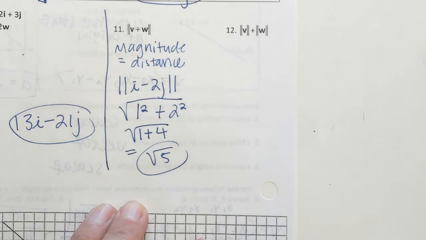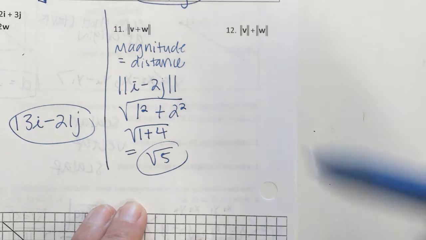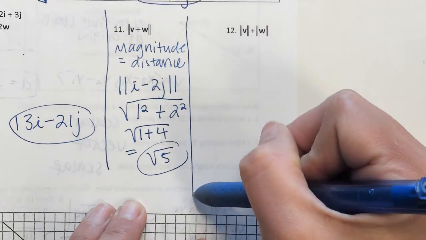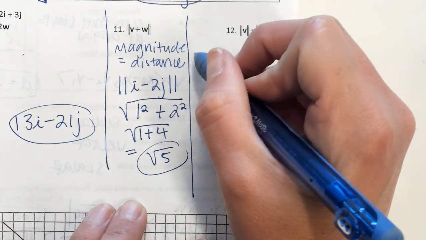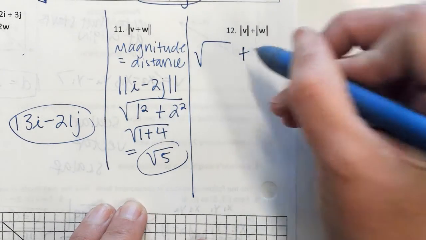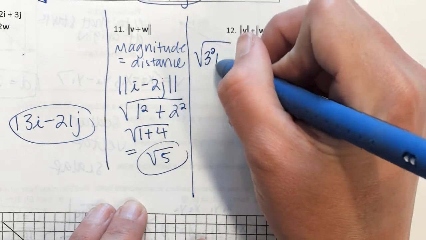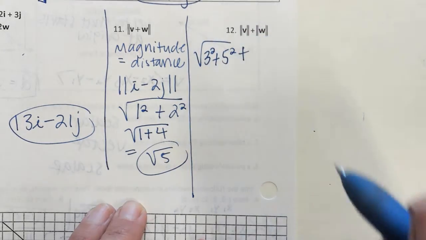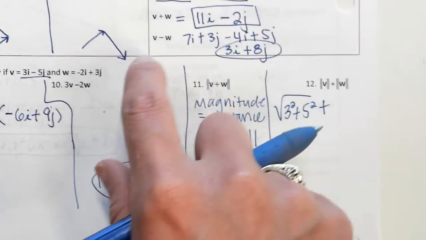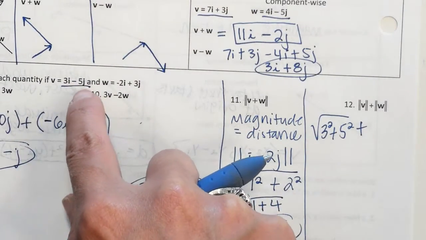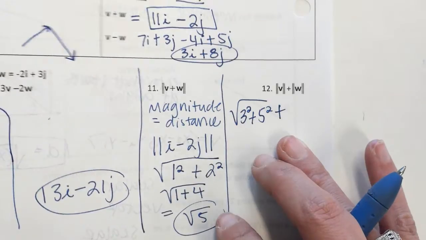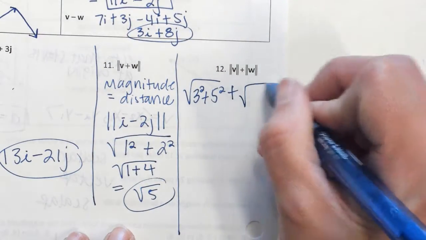Alright, do you think that number 11 and number 12 will be the same result? Let's find out. How do I find just the magnitude of v? It'd be the square root of what? 3 squared plus, good, and let me show you where he's getting that from. In v, the number in front of i is 3, the number in front of j is 5. Tell me how to set up the next magnitude.